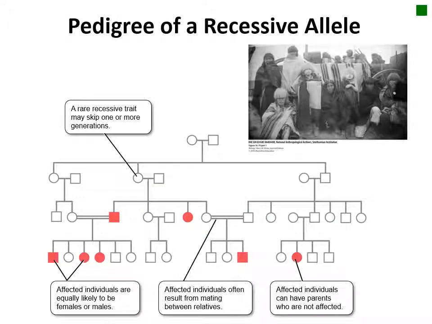In contrast to a dominant pedigree, a recessive pedigree has the following characteristics. Individuals who are affected may have unaffected parents, and the trait may often skip one or more generations, although this is not an absolute requirement. The pedigree shown is for a family affected by albinism, a condition that results in reduced amount of melanin pigment in the skin, hair, and eyes.